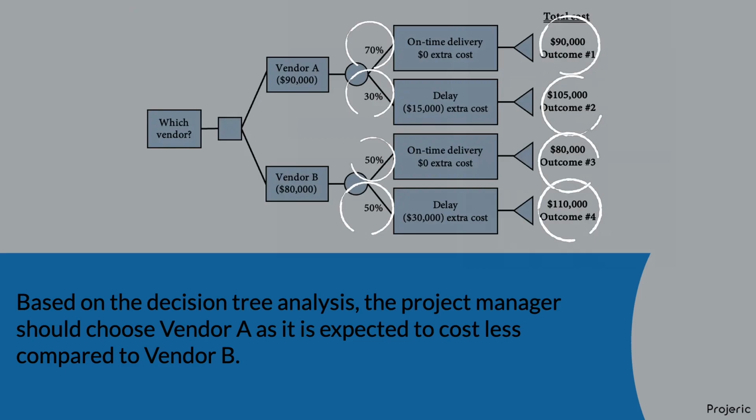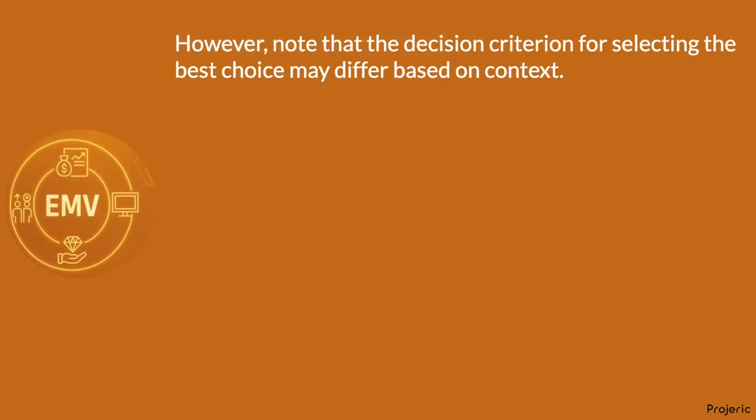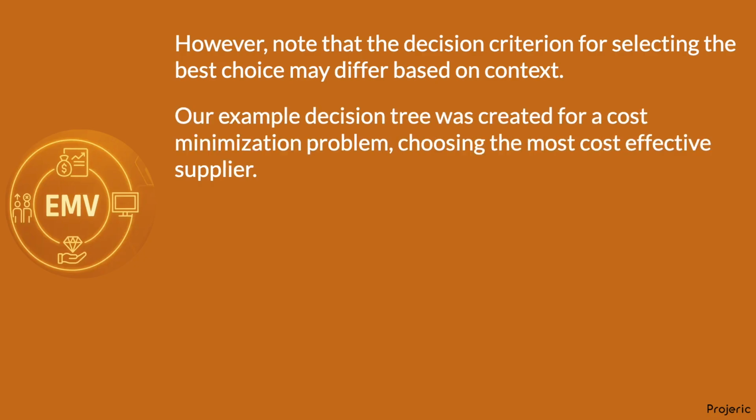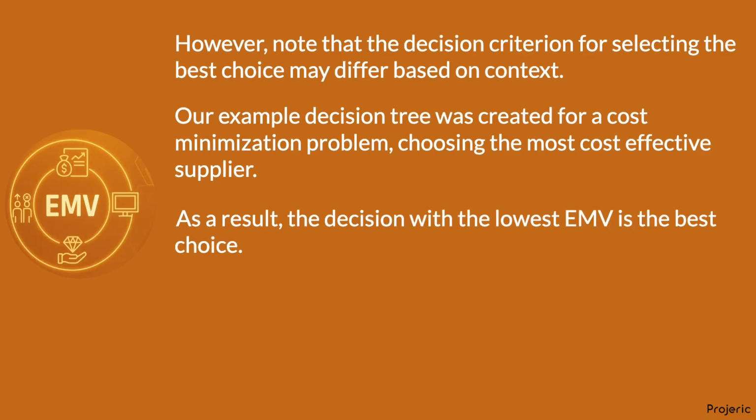Based on the decision tree analysis, the project manager should choose Vendor A as it is expected to cost less compared to Vendor B. However, note that the decision criterion for selecting the best choice may differ based on context. Our example decision tree was created for a cost minimization problem, choosing the most cost-effective supplier. As a result, the decision with the lowest EMV is the best choice.